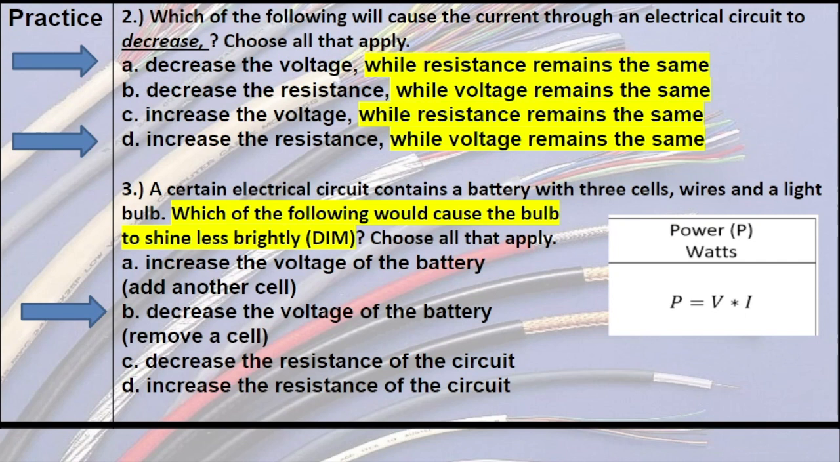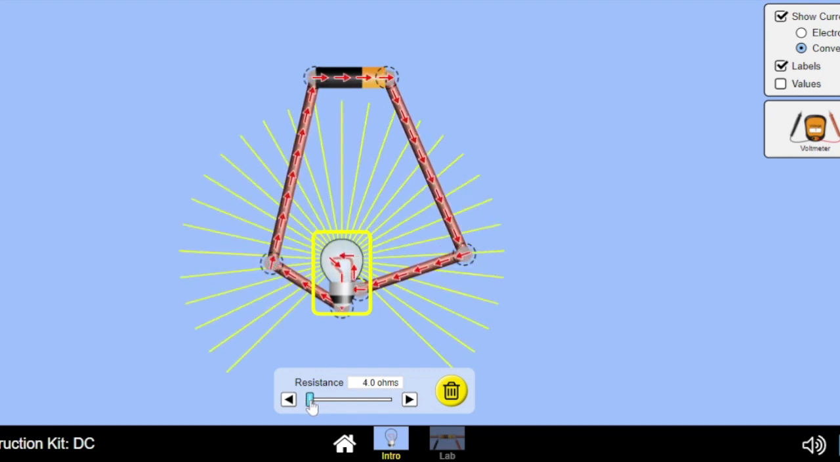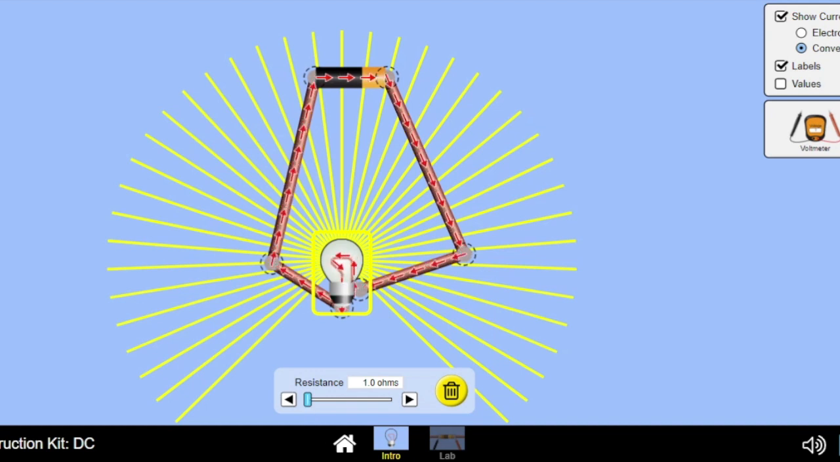Now let's take a look at letter C and D. For C, we said decrease the resistance of the circuit. What is going to happen to the brightness as I decrease this resistance? Well, decreasing the resistance is making my light bulb brighter. Therefore, this is not going to be the answer as well.